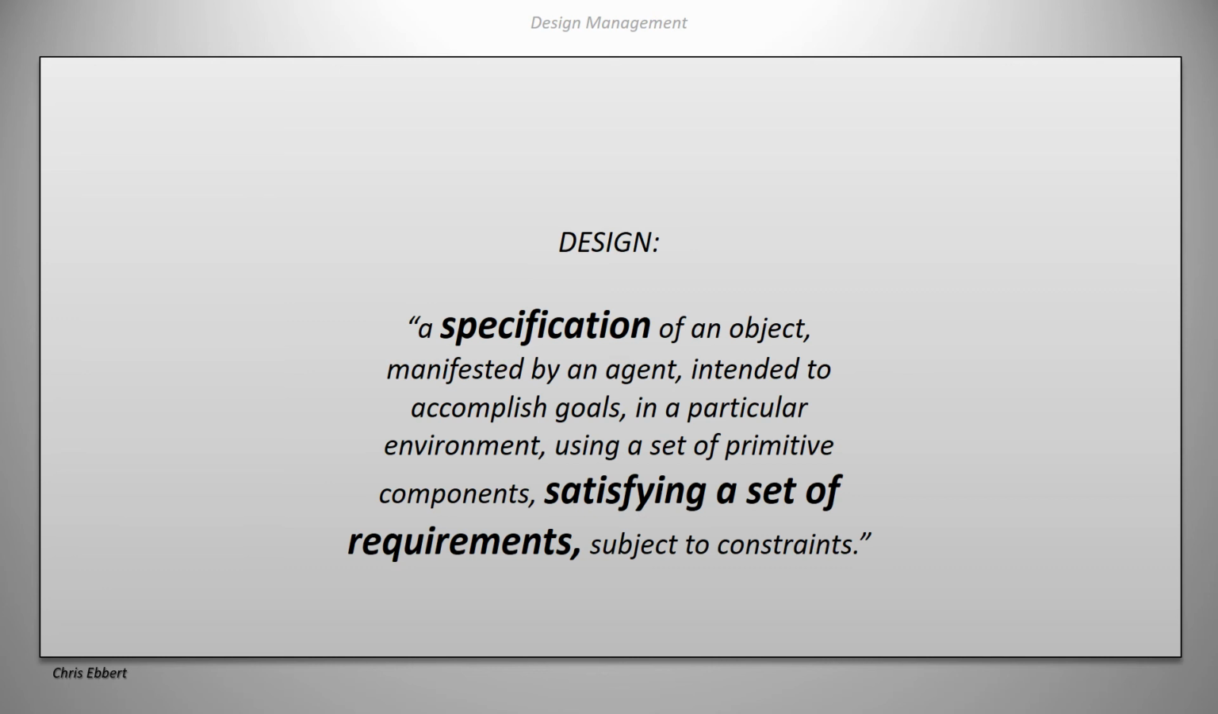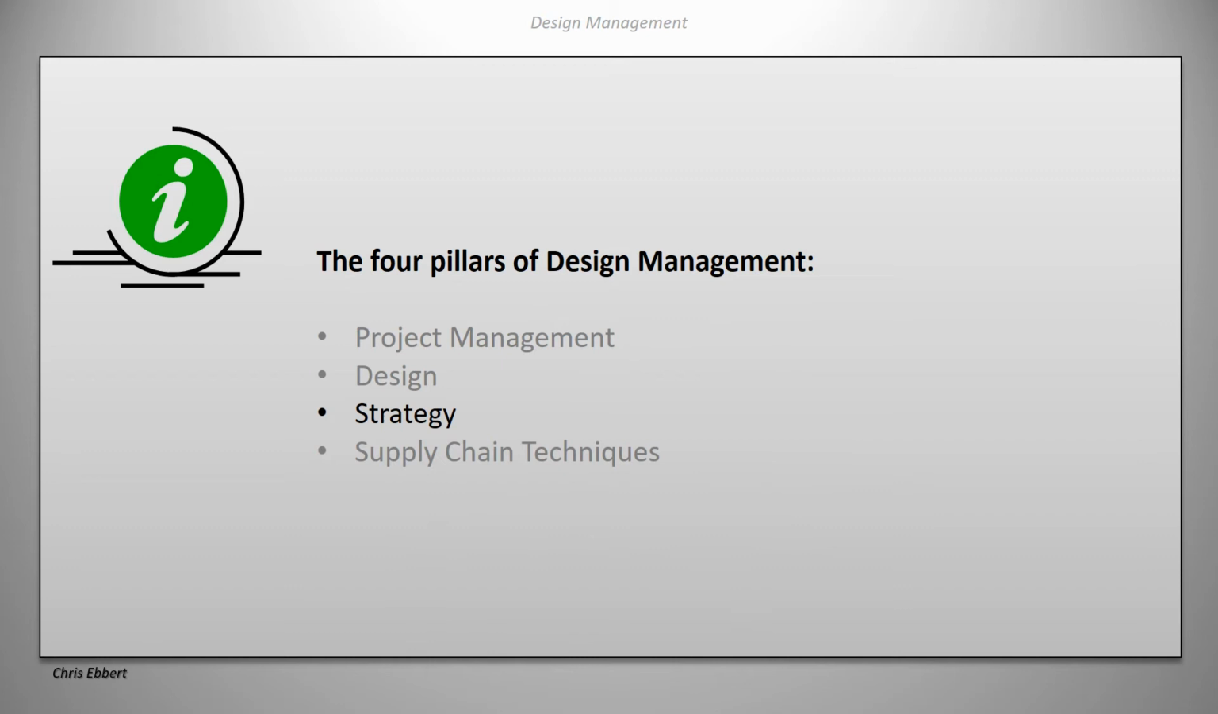Here's a definition that I dug up somewhere, who knows where, but I find it very, very fitting. Design is a specification of an object manifested by an agent intended to accomplish goals in a particular environment using a set of primitive components satisfying a set of requirements subject to constraints. Brilliant. I couldn't think of a better way to say what design really is. And it's this, okay?